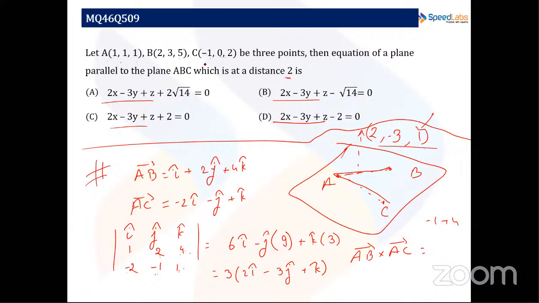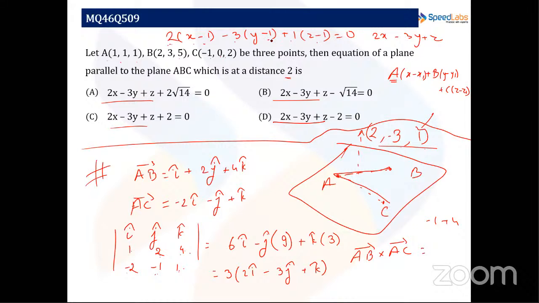Now our plane also passes through these points. So the equation of the plane passing through this point will be a into x minus x1 plus b into y minus y1 plus c into z minus z1. So a we are having 2 into x minus 1, plus b we are having minus 3 into y minus 1, plus c we are having 1 into z minus 1 equals to 0. On simplifying, you will get 2x minus 3y plus z minus 2 plus 3 minus 1.